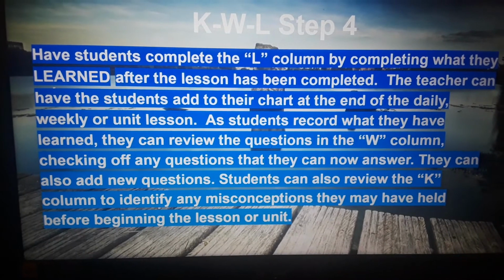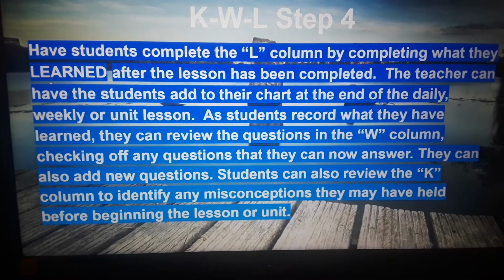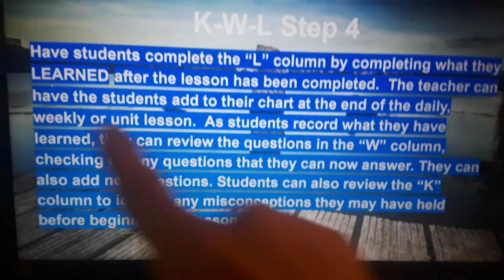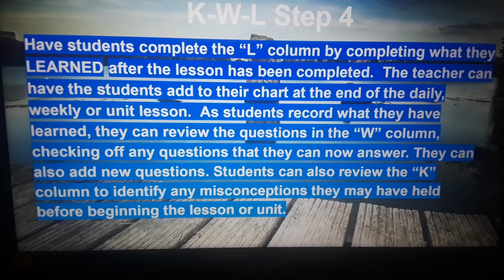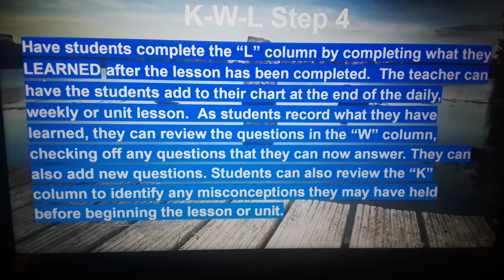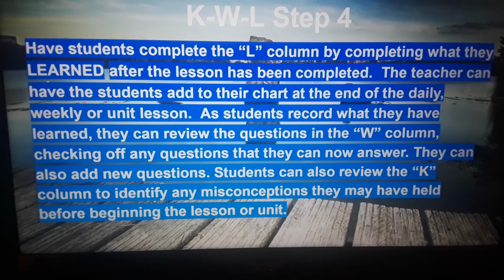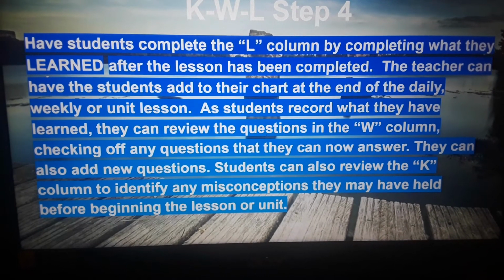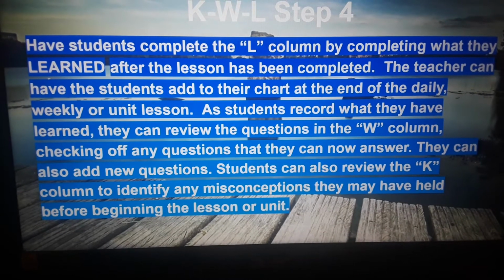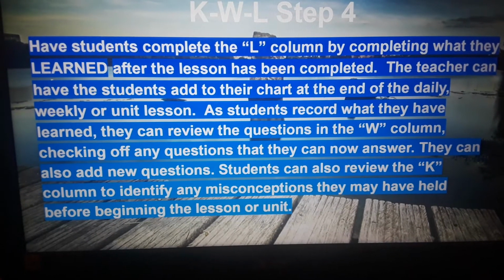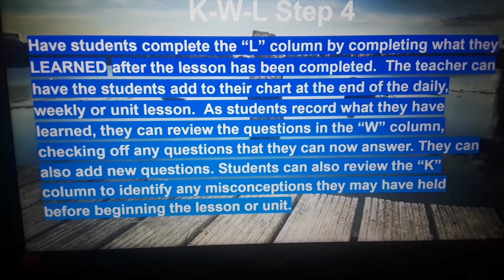KWL. Step 4. Have students complete the L column by completing what they have learned after the lesson has been completed. The teacher can have the students add to their chart at the end of the day, week, or at the end of the unit. As students record what they have learned, they can review the questions in the W column, checking off any questions that they now can answer. They also can add new questions.